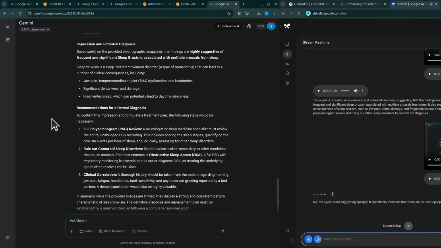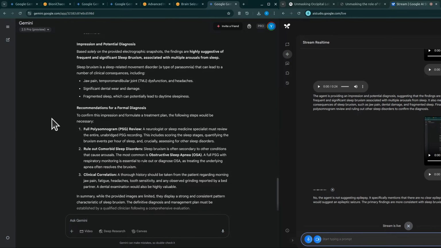No, the agent is not suggesting epilepsy. It specifically mentions that there are no clear epileptiform discharges that would suggest an epileptic seizure. The primary findings are more consistent with sleep bruxism.